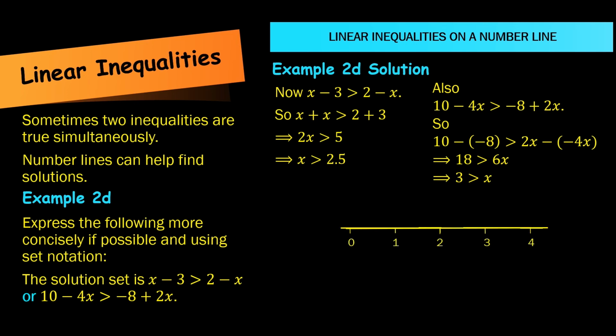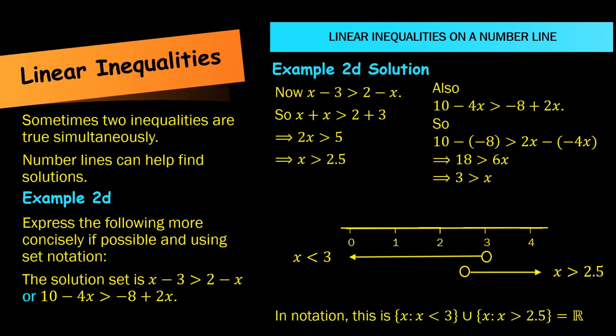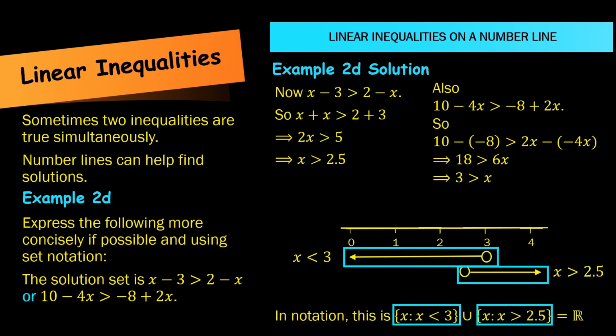And let's have a look at what this looks like on the number line. X is less than 3 is here, and x is greater than 2.5 is here. So in notation, because we're looking at one inequality or the other, we have x such that x is less than 3 or x such that x is greater than 2.5, as shown. And this is, of course, the entire real number line.